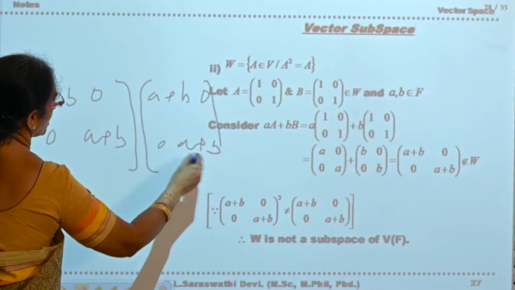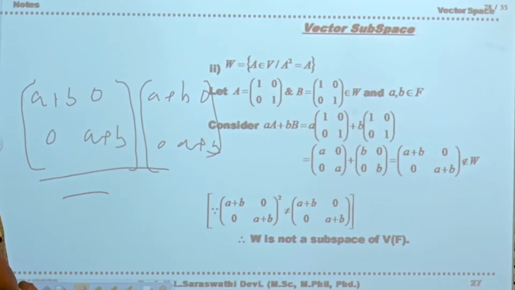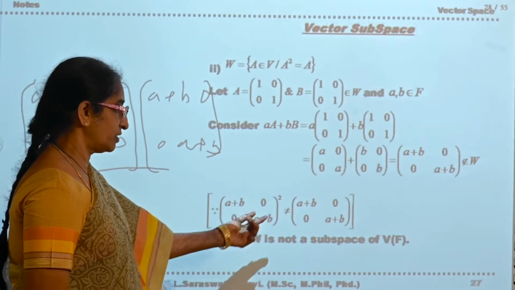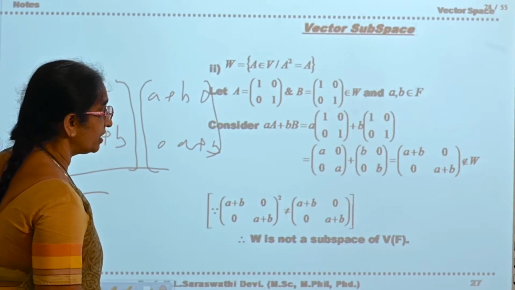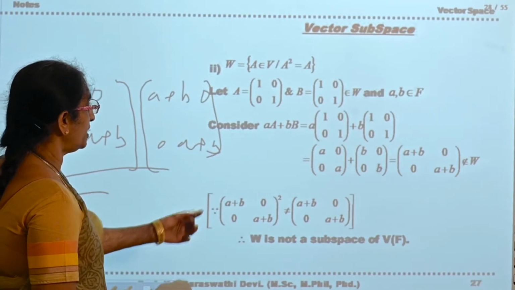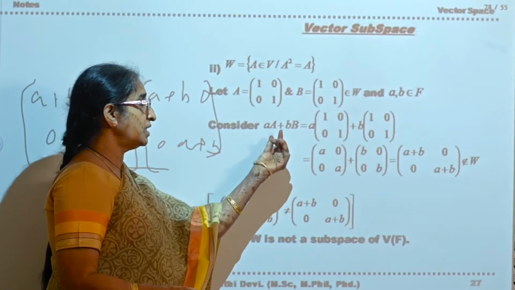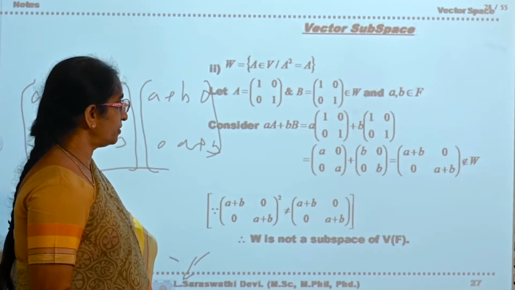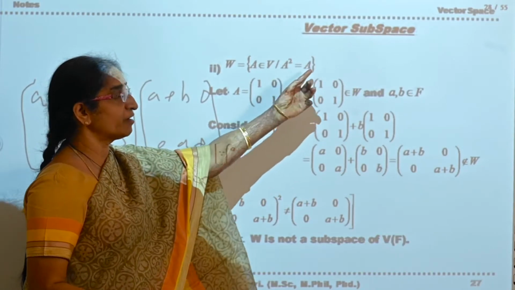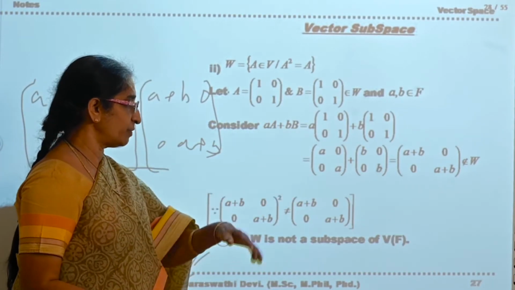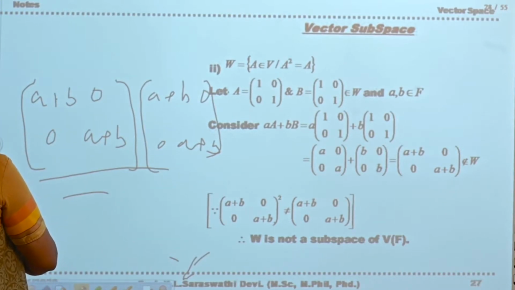If you multiply these two matrices, you are not going to get A. Therefore, A square is not equal to A. That means (aA + bB) whole square is not equal to aA + bB. But if you want to say this is in W, this whole square should be equal to aA + bB. It is not happening. Therefore, W is not a subspace.